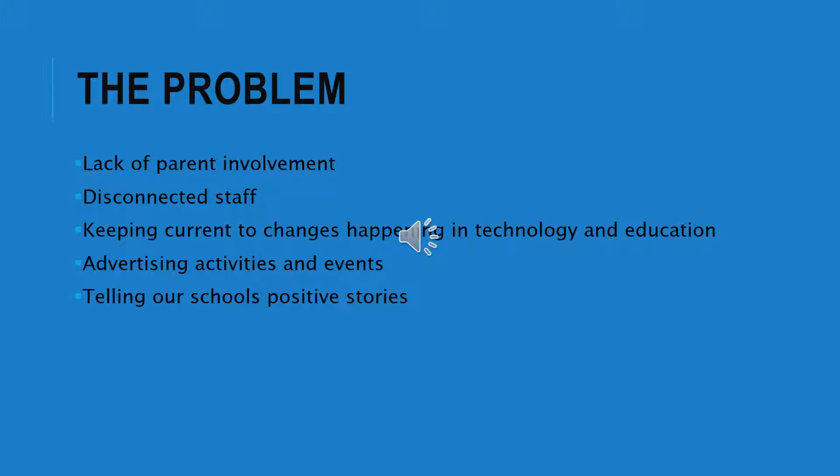The problem. Some of the problems that I saw in my own school were a lack of parent involvement and staff members feeling disconnected from one another. We had talked about several times at staff meetings how staff members didn't know what other people were doing in their classrooms, what resources they were using, and how we could be better at collaborating and sharing those things.